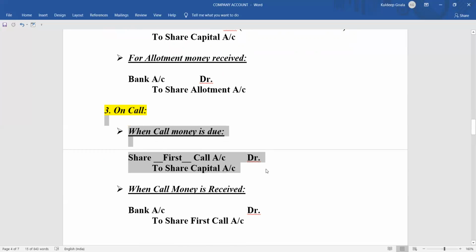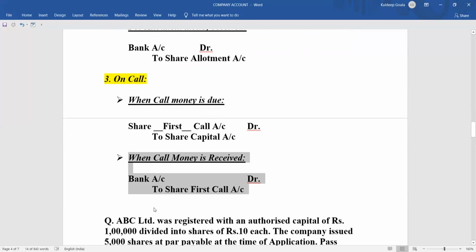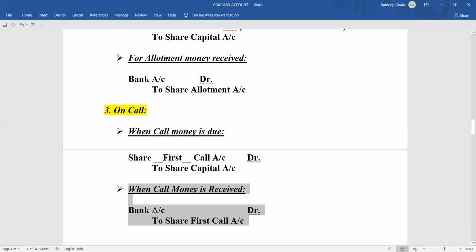Share first call account debit to share capital account, and after that transfer it by closing. What will be the entry? Bank account debit, because the money will be received. So when the money is received, bank account debit to share first call account. Share first call का account बंद हो गया और पैसा आ गया. Bank account debit to share first call account. Clear? I hope all of you have understood up to here.